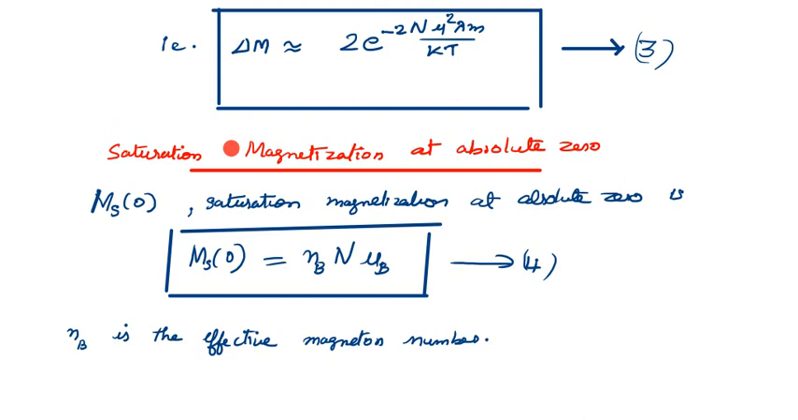Now, saturation magnetization of a specimen at absolute zero is given by this equation. Ms of 0 is equal to N Nb mu B, where N is the concentration, mu B is Bohr magneton, and Nb is the effective magneton number.